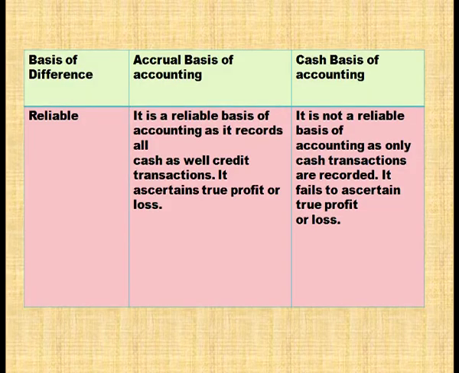When reliability is considered as a basis, accrual basis of accounting is reliable as it records all cash and credit transactions. It helps to ascertain true profit or true position of the loss. Cash basis of accounting is not a reliable basis of accounting, because only cash transactions are recorded and it fails to ascertain true profit or loss.